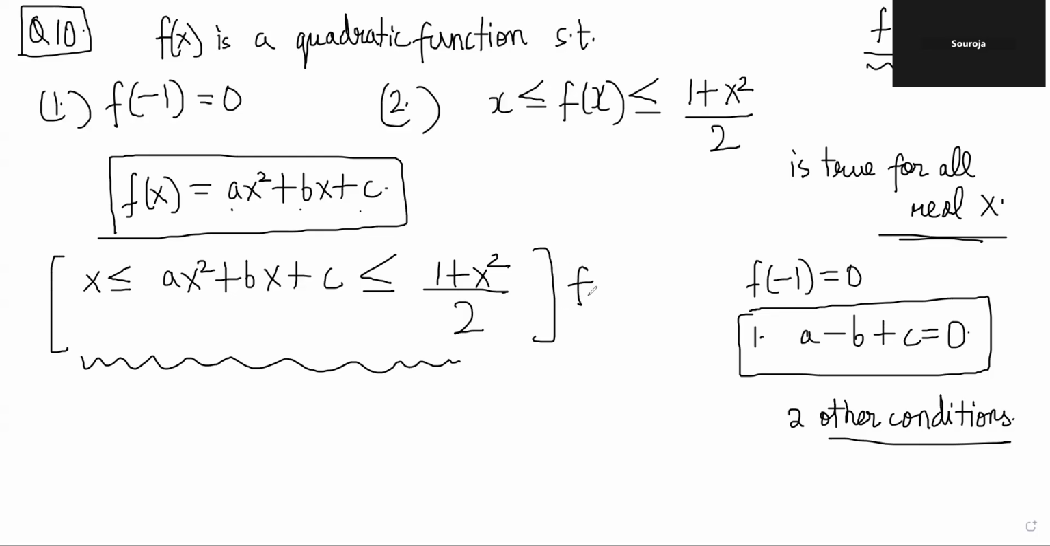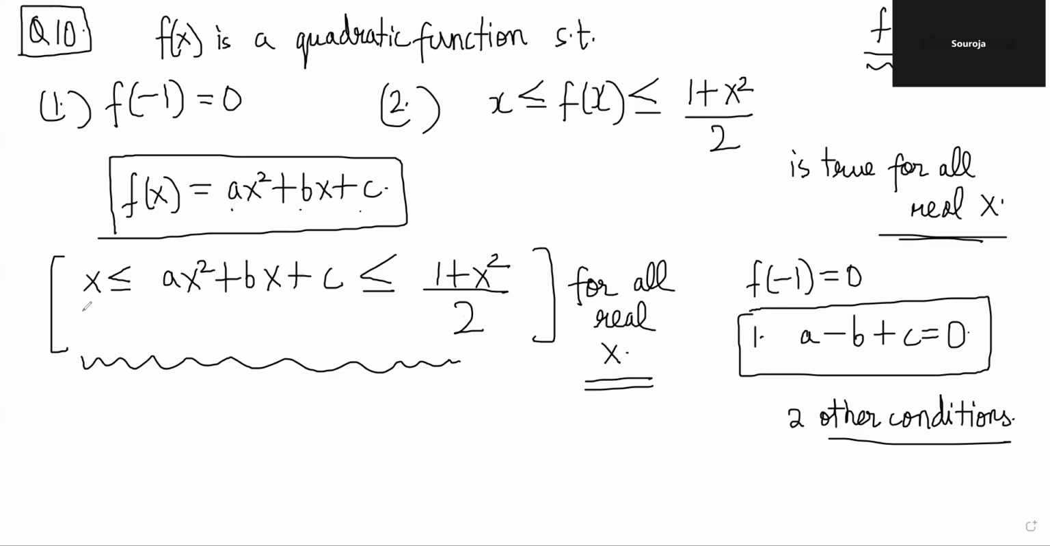So why don't you use this information? This is true for all real x. Why don't you use this to get a few more conditions? This inequality is true for all real x. So why don't you put some possible values of x and see what is coming? For example, can we put x is equal to 1? And it should be true, right?